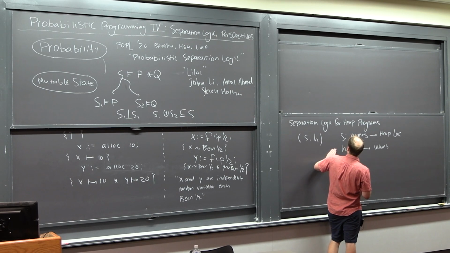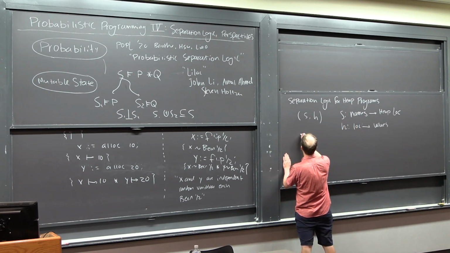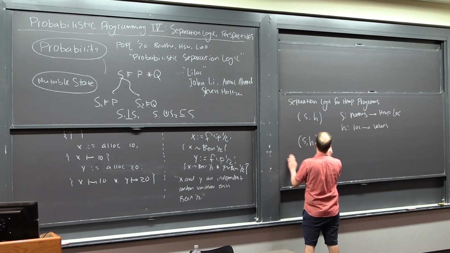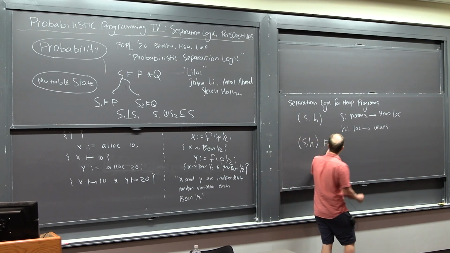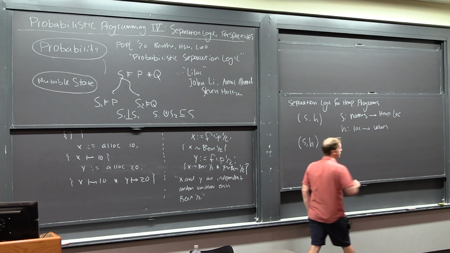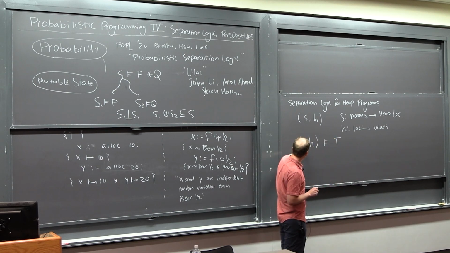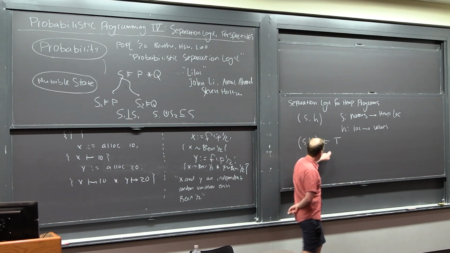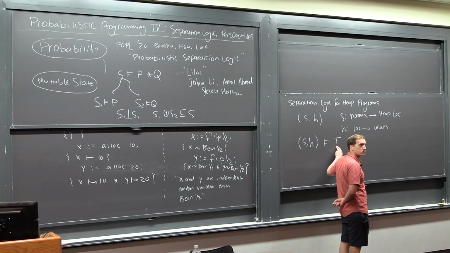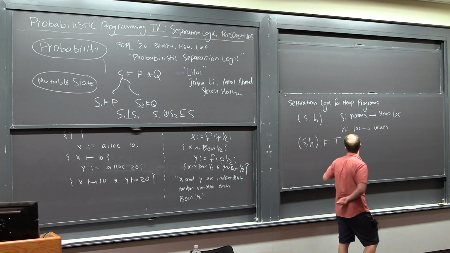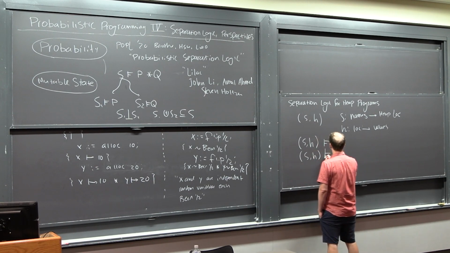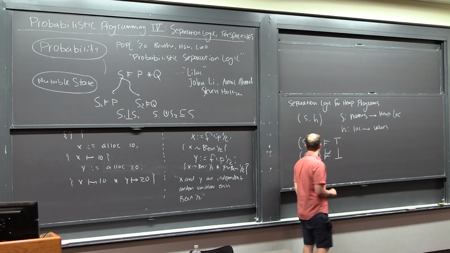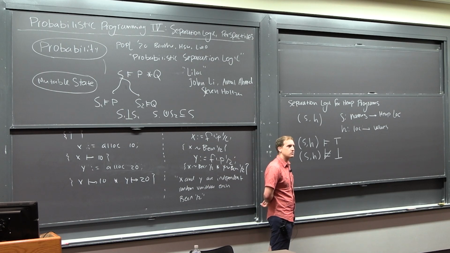And I'm going to have various propositions of the form S, H models some proposition, so this is a world. It's going to hold for some proposition like true, right? So what this means is you give me any store and any heap, and it's going to satisfy the proposition true. So that's the easy base case. And then another one, of course, is that it's not the case that any store and heap satisfy false.